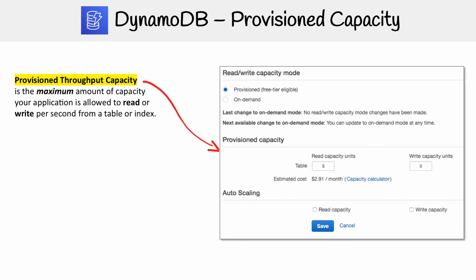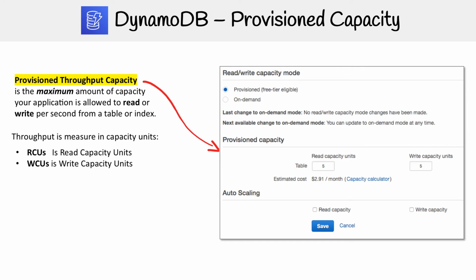And down below, we have the option to fill in our provisioned capacity. And it's even going to tell us what it's going to cost us per month at that setting. So throughput is measured in capacity units. So we have RCUs, which stands for read capacity unit, and WCUs, which stands for write capacity unit. So you'll see those abbreviations all over the place.